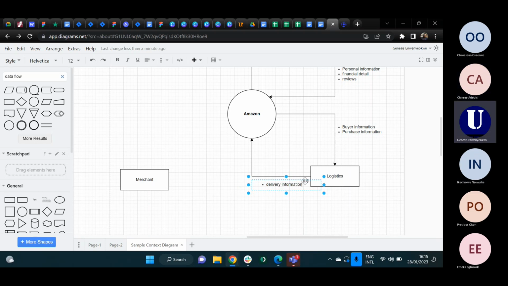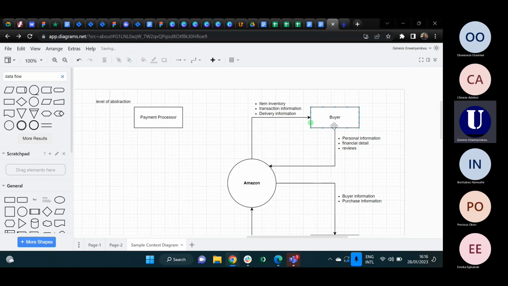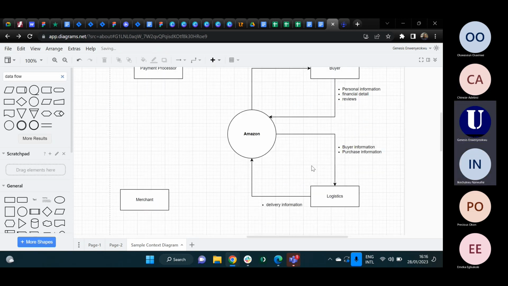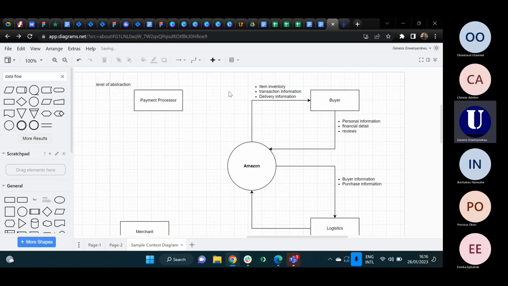Yes, because it's the delivery information that Amazon is going to send to the buyer. The delivery information comes from the logistics, gets into Amazon, and Amazon sends it to the buyer. The buyer information comes from the buyer, gets into Amazon, and Amazon sends it to the logistics person.